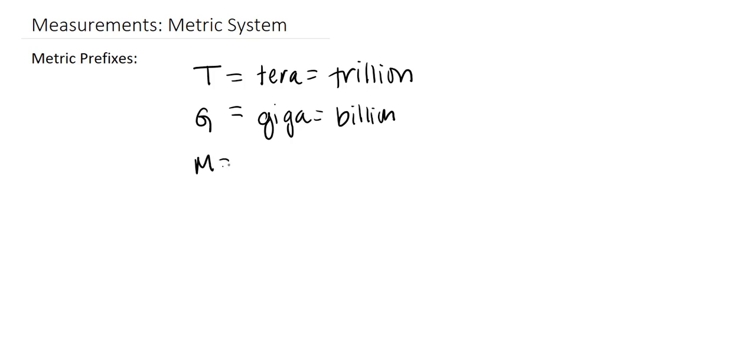Then we have mega. Mega is the prefix. If we want to shorten it, we just do an M. A lot of times meters can be just M, so it's kind of the same thing. So we have big M. This is for million. Then we have kilo, so little k. Kilo means 1,000.